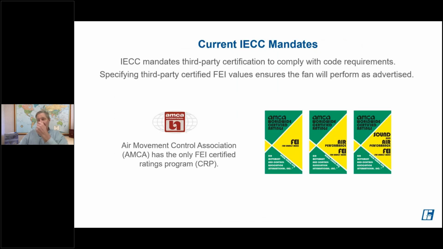Okay, now let's talk about third-party performance ratings. I'm guessing most of you, probably everyone on the call, has in your specification that the fan shall meet or comply with AMCA certified performance ratings for air performance. There is another new certification that AMCA has come out with. It's called FEI. AMCA has a standalone certification for FEI. So first of all, I'd encourage getting this into your specification.